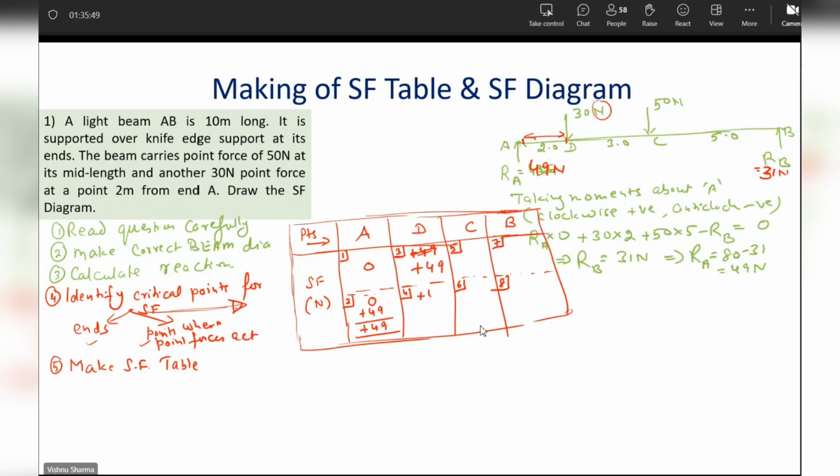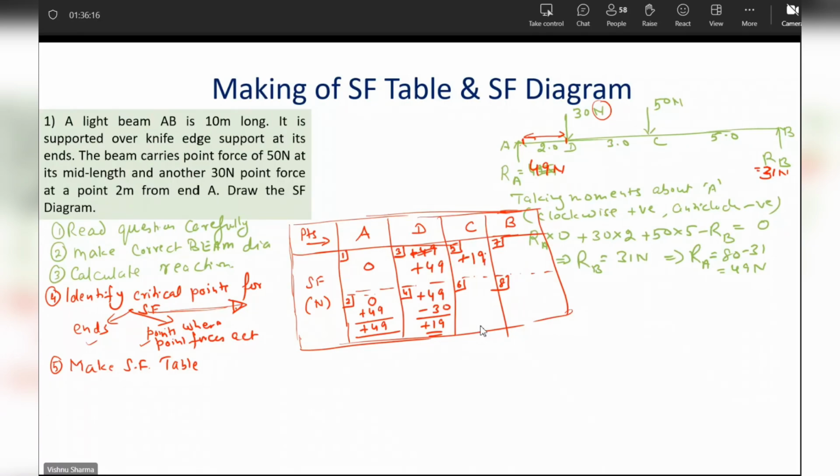I carry forward this plus 49 from left of D to right of D. Is there any change? Yes. Minus 30 comes into picture. Minus 30. It leaves you with plus 19. I carry forward plus 19 and look at the diagram from right of D to left of C. Is there any change? No, sir. So it remains plus 19.